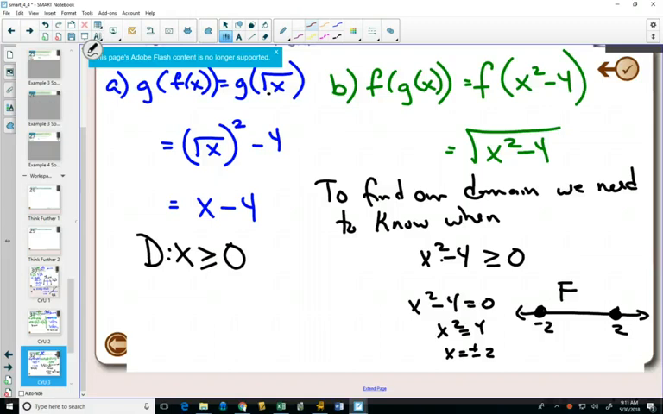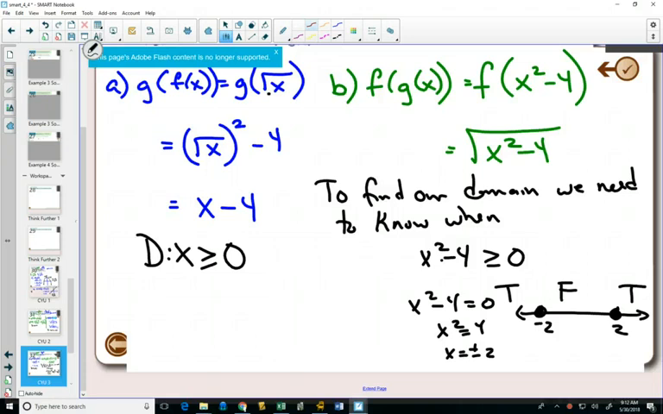You could test a value bigger than 2. Try 3. Plug in 3. 9 minus 4. That's bigger than 0. And same thing over here. That's bigger than 0. That's one method, is to just do test values and check.